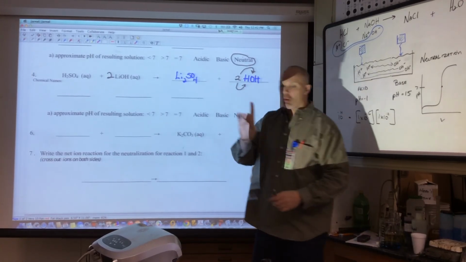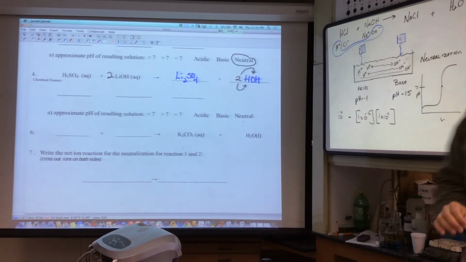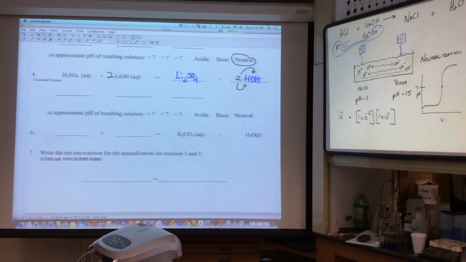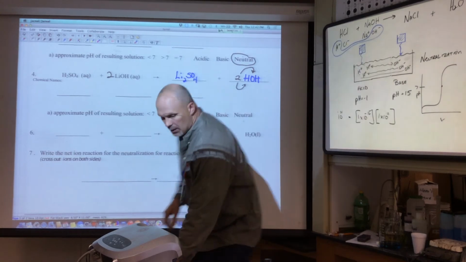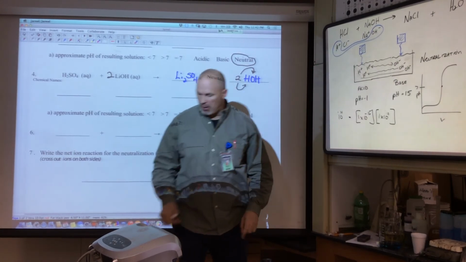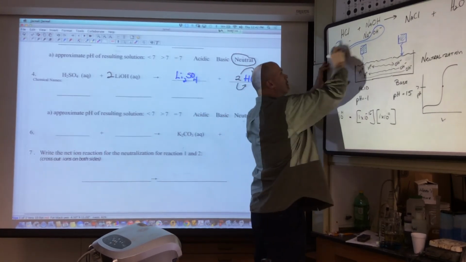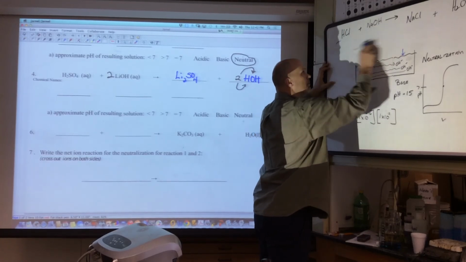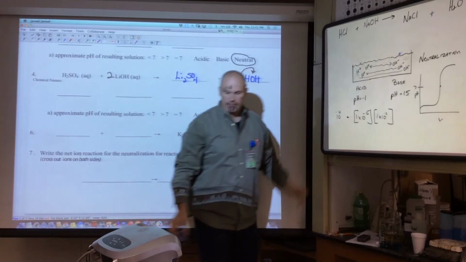Now, number 7 is important. This is the last little piece. Number 7 is really important, okay? And I'm going to do it up here for a second. If I take this reaction above here, okay? Now, let's write the ions out.